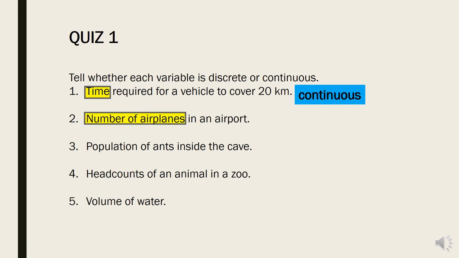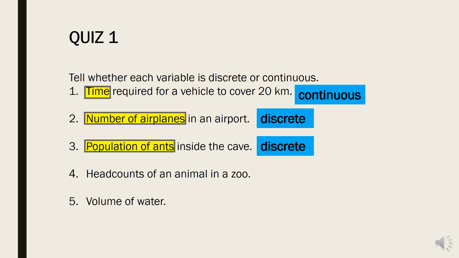Very good. The number of airplanes in an airport. And the number of airplanes is discrete because we can count the number of airplanes. This is countable. Now, number three, population of ants inside the cave. The variable is population of ants. And this is discrete because still countable.